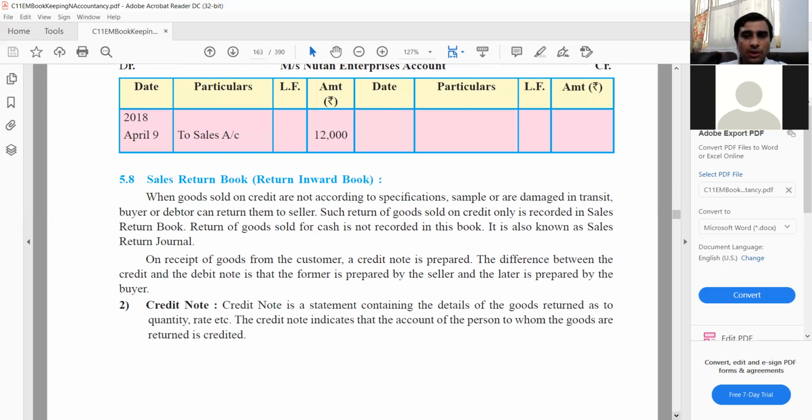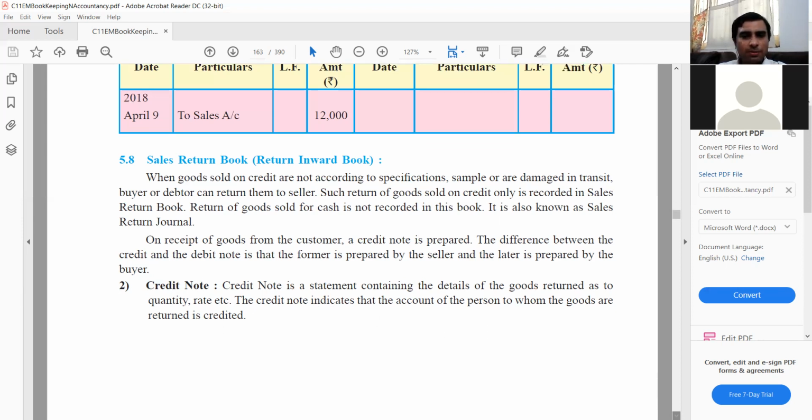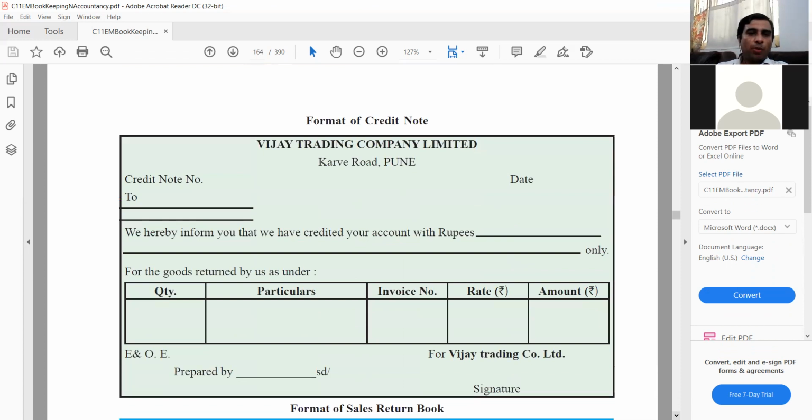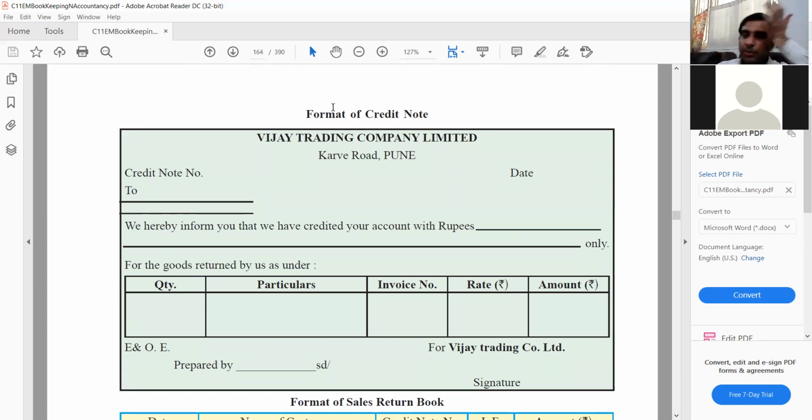So now credit note. Like in case of purchase returns there was a debit note, in case of sales return there will be a credit note. It is a statement containing the details of the goods returned: quantity, rate, etc. The format is similar, just that instead of purchase, it is sales. Why is it a credit note and not a debit note? Because somebody came and gave you goods. Goods came into your business, so goods are going to be debited. So the person's account has to be credited, and that is why it is called a credit note.